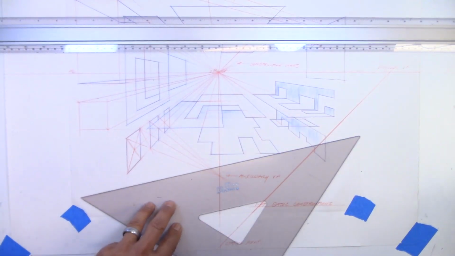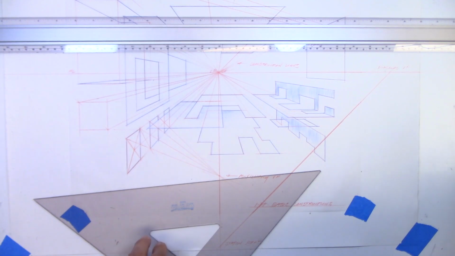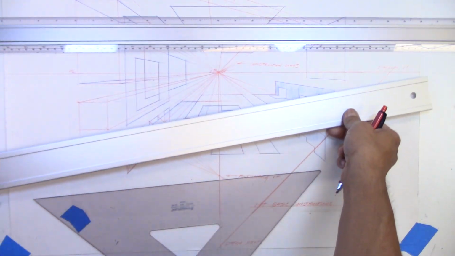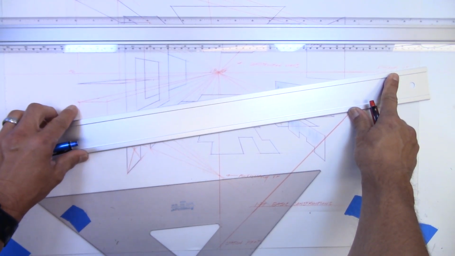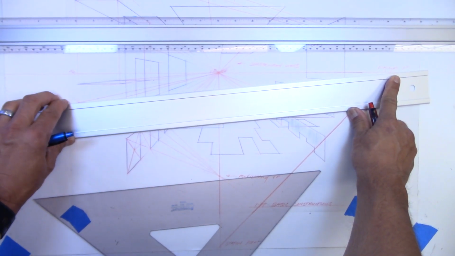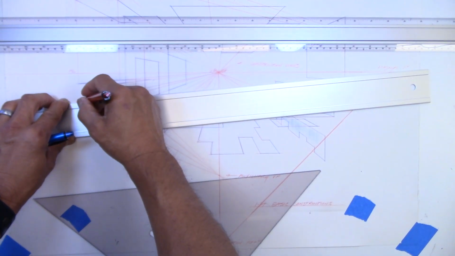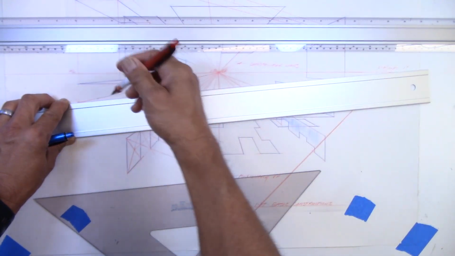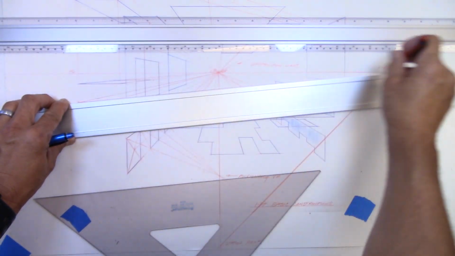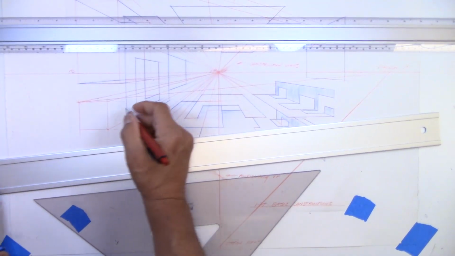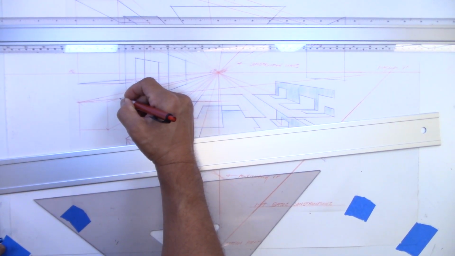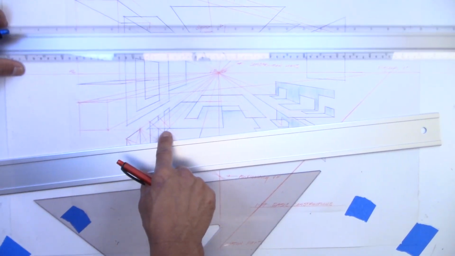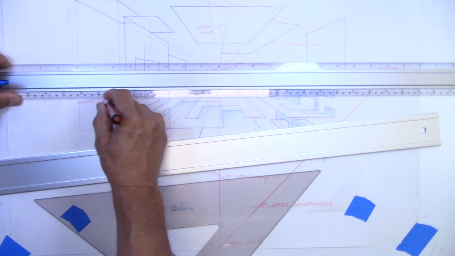Diagonal vanishing point. Can I use your big straight edge? Okay, so watch. I'm going to take my diagonal vanishing point and draw a line to the furthest corner. Here we go. Now, wherever this line crosses here gives me the depth of my square. And there's my square.